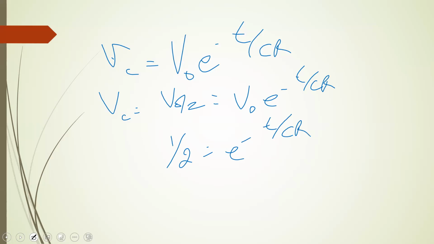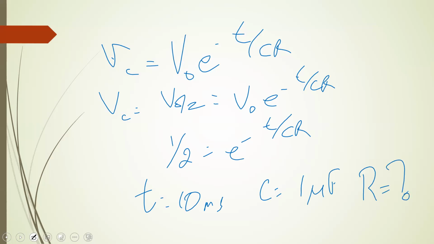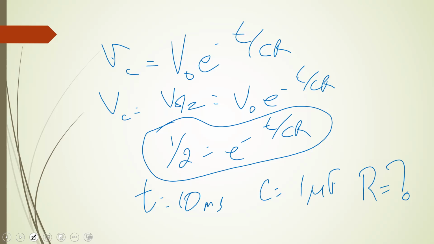You have t, which is 10 milliseconds. You have c, which is 1 microfarad, and you are to find r. So from this, r is equal to 14.43 kiloohms. All right, I'm not gonna do the math for you.